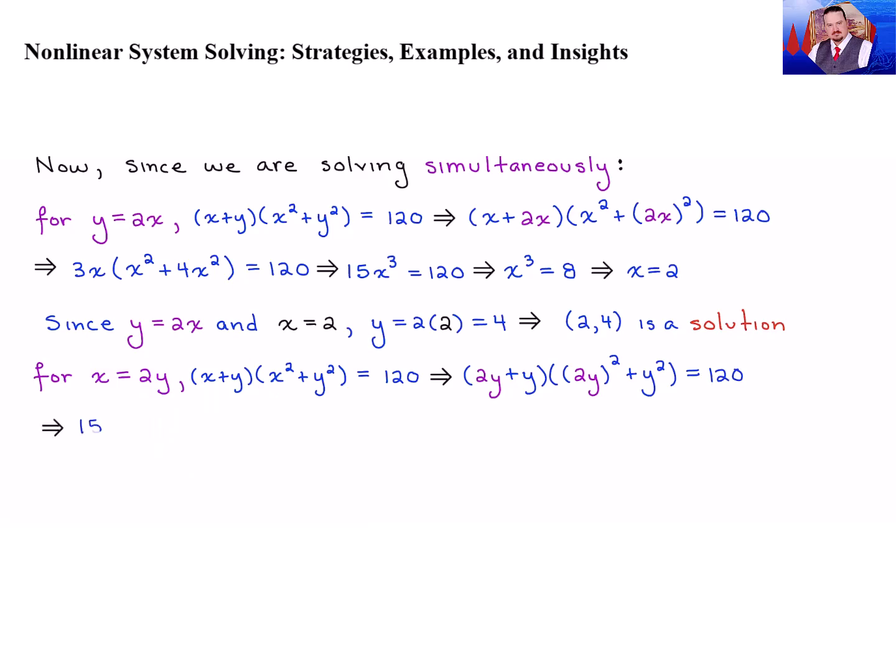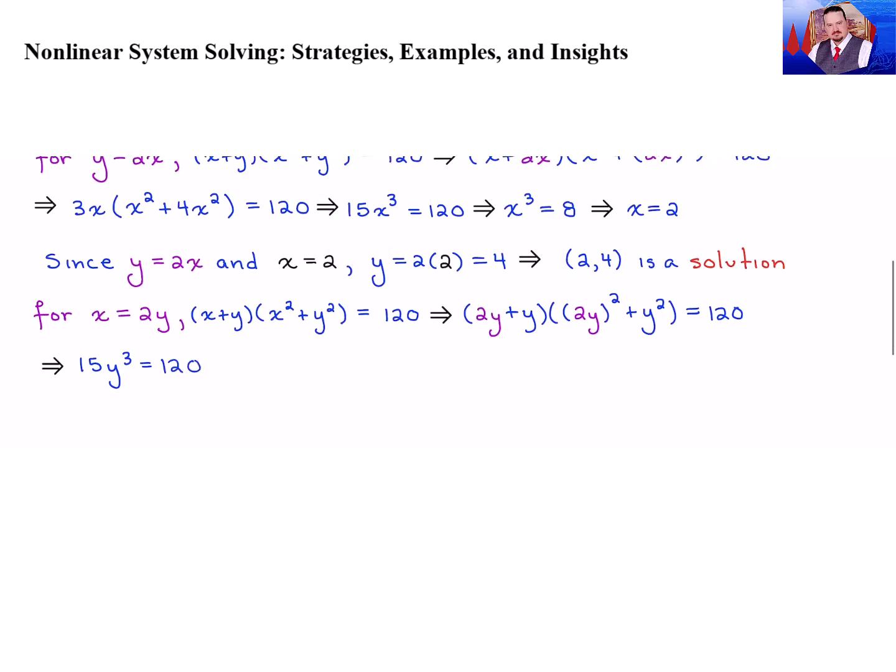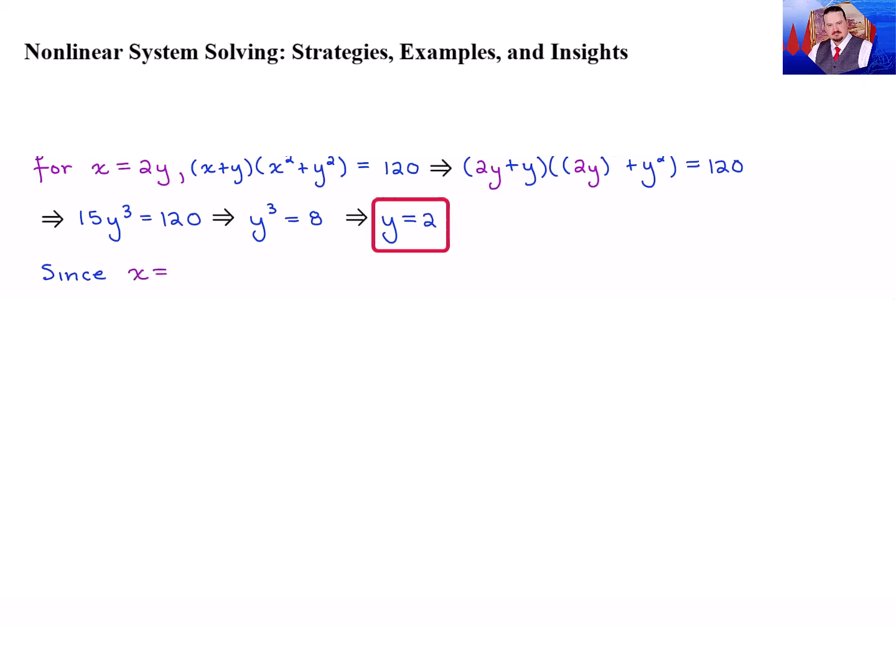There's an aspect of symmetry to this system which we could discuss later. We get 15y cubed is 120, very similar to the first equation. And again, dividing both sides by 15 yields y cubed is 8. Again, for simplicity, taking the cube root of both sides yields y is equal to 2, the only real solution to that equation. Now again, we have to plug back into our line x equals 2y for that value of y equals 2 to determine that x is 4, which will produce the second solution, (4, 2).